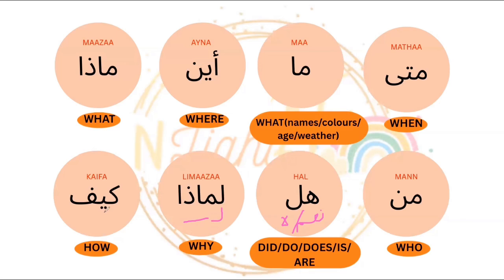Here, kaifa, how. Whenever the question begins with kaifa, in the answer, one of the words will begin with ba, okay, by bus. So, bil hafila, ba, alif, lam, and then the actual word. It can be hafila by bus, or sayyara means car, or ta'ira, plane. These are the small hints.